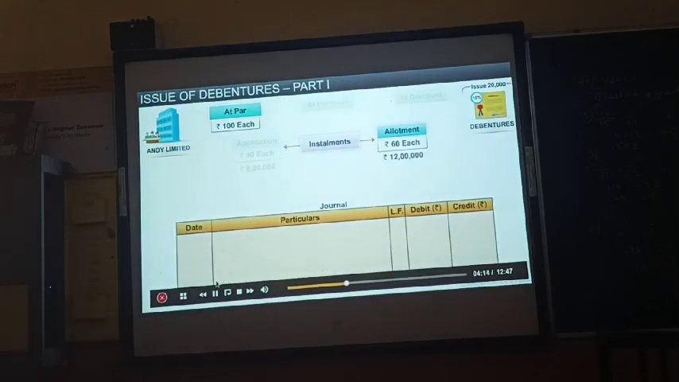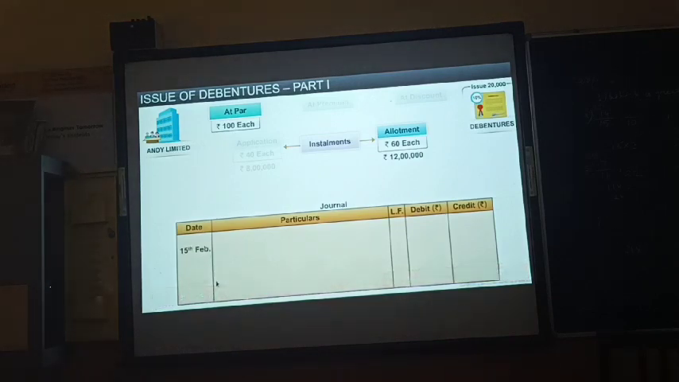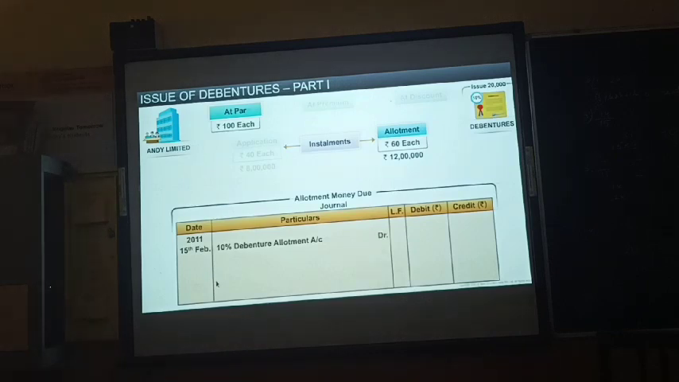Going on, the company called up the second installment on the 15th of February 2011 in the form of allotment money at the rate of 60 rupees per debenture. For this, the company will first pass the entry for the allotment money due. The journal entry for the allotment money due will be 10% debenture allotment account, debit, 12 lakh rupees, to 10% debentures account, 12 lakh rupees. The narration for the entry will be allotment money due on 20,000 debentures at 60 rupees per debenture.